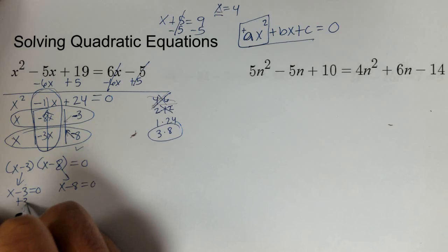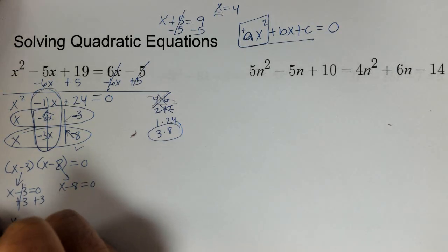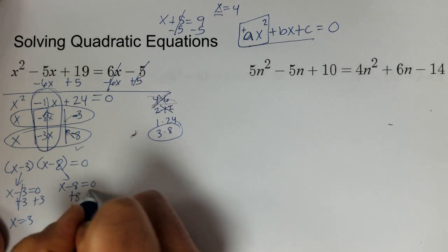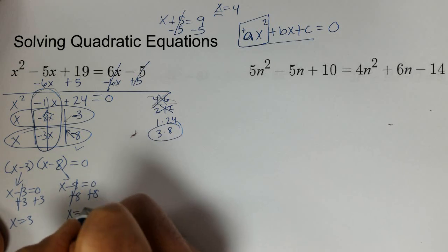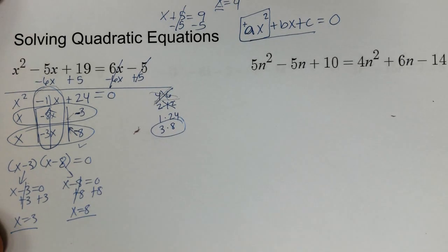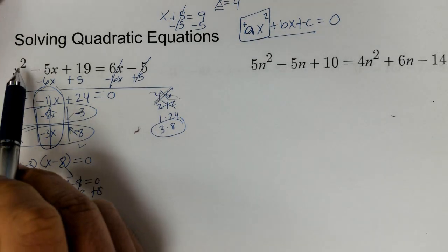I can add 3 to both sides, x equals 3, and if I add 8 on both sides, I get x equals 8. Those are my two solutions that would make this equation true.